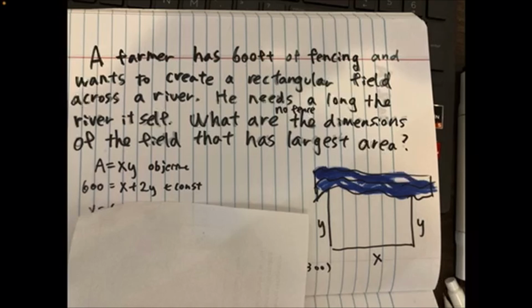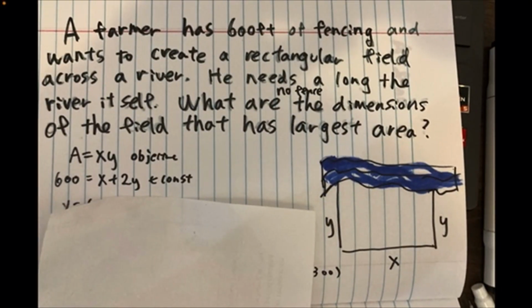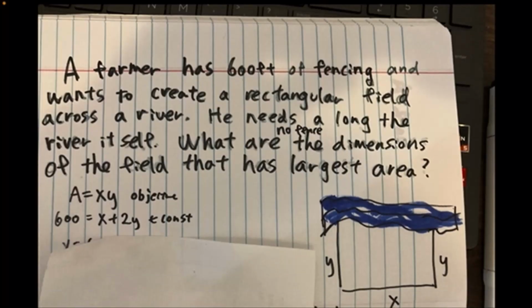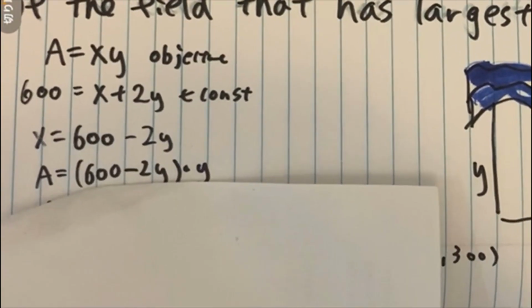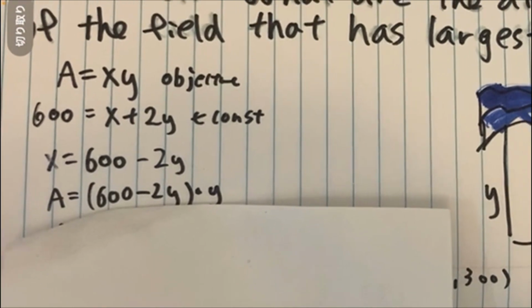So I have organized the information of this problem in the picture below, and we can start by finding the objective function, which is A equals x times y, and our constraint would be 600 equals x plus 2y. Alright, now we isolate x equals 600 minus 2y so that we can plug it into the objective function as 600 minus 2y into the x.